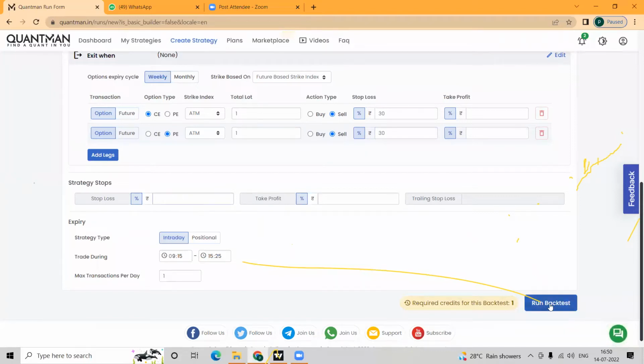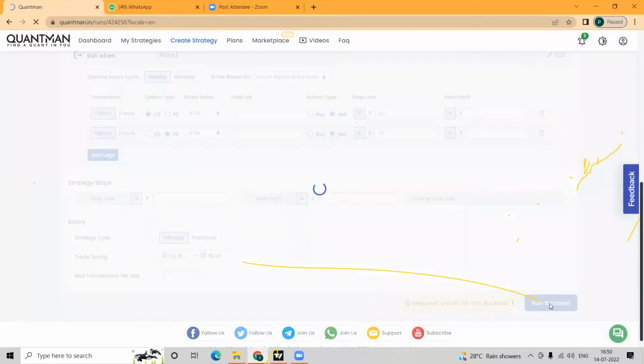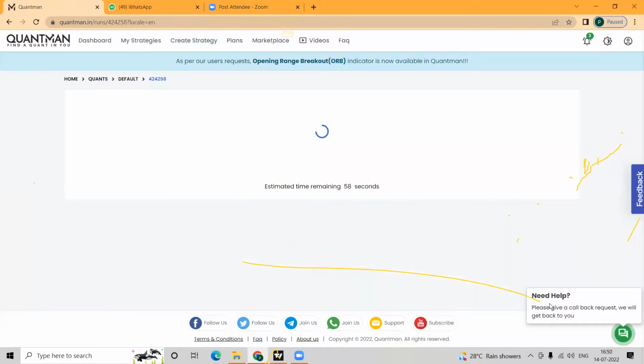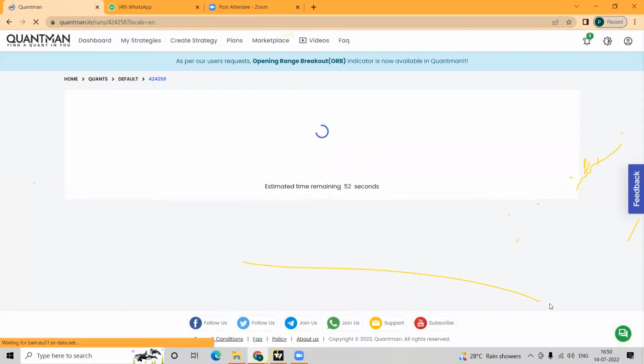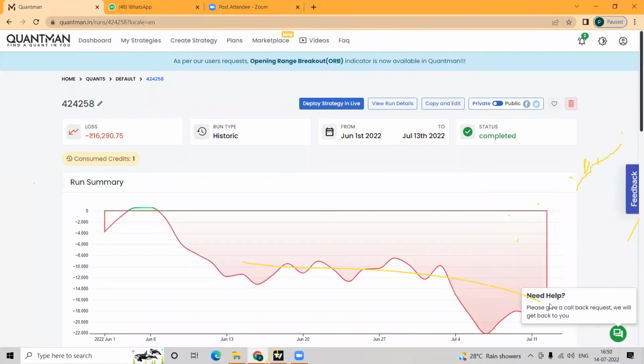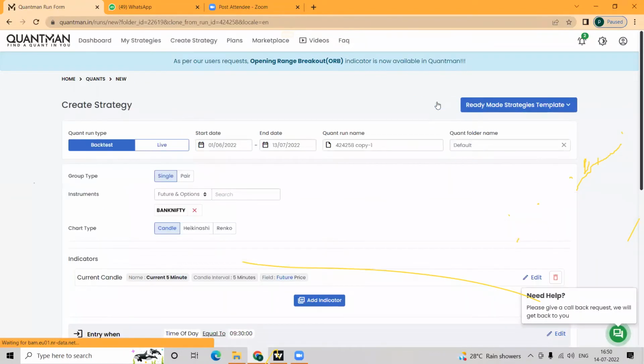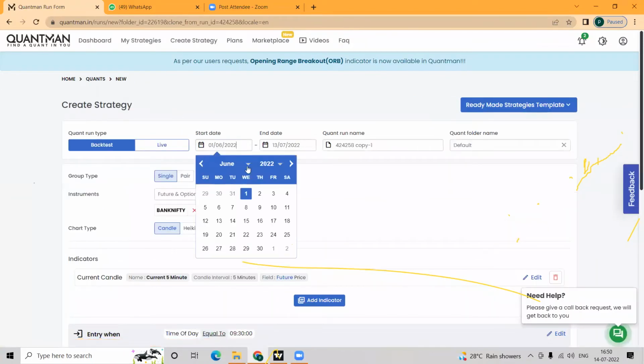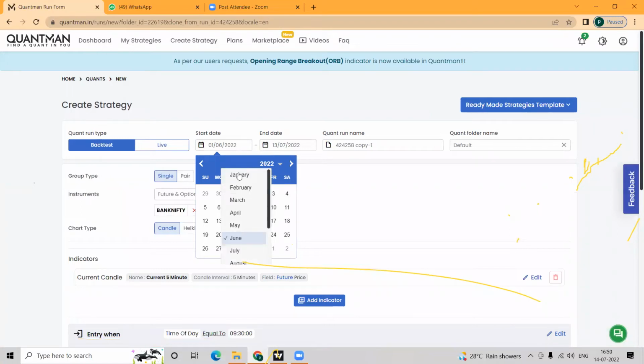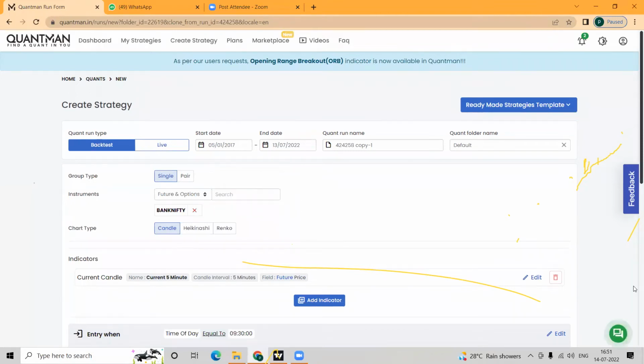Can you see the Run Backtest button? Just click on that. Then within 10 seconds, we will get the 1 month profit and loss statement. I am testing it for only 1 month. It gives a loss. But if we test the same kind of strategy over the past 5 years, I'm going to test the strategy from 2017 onwards. Okay, let me see.